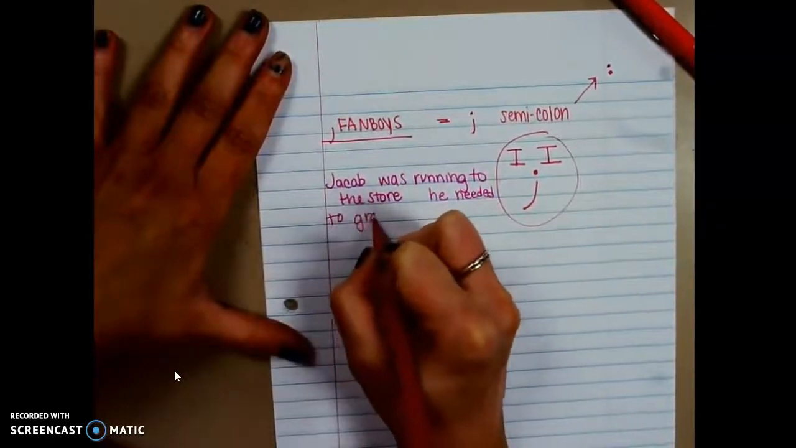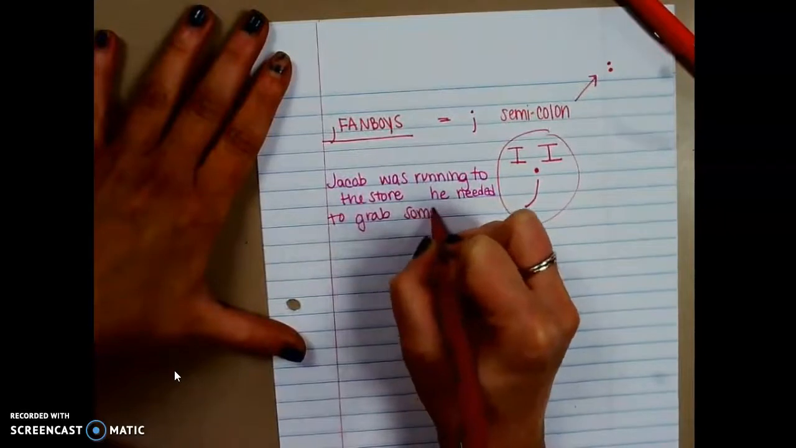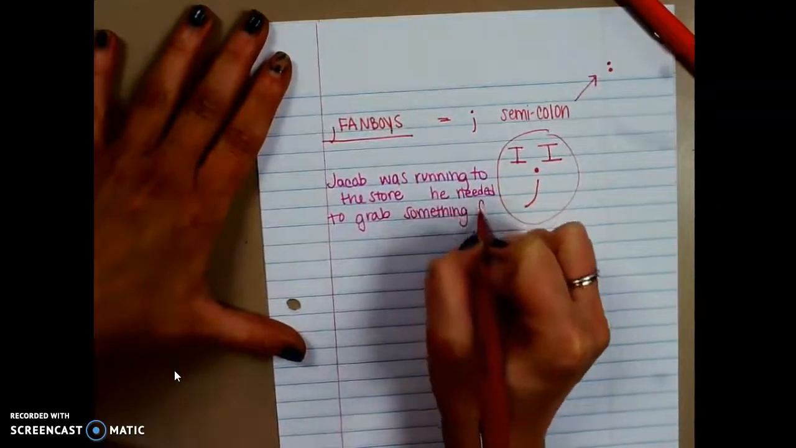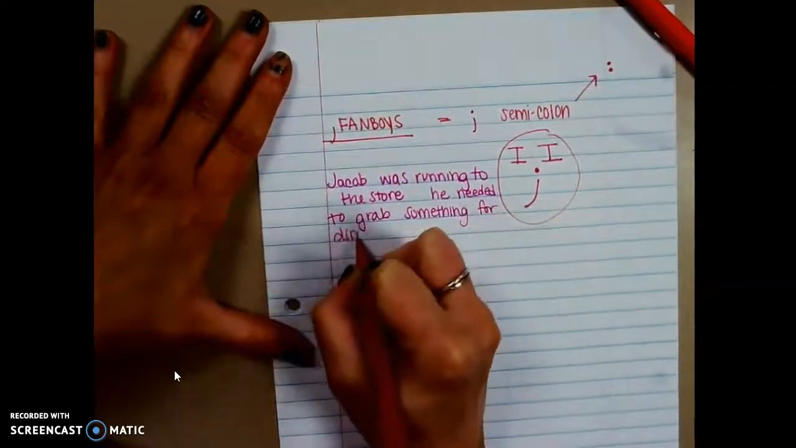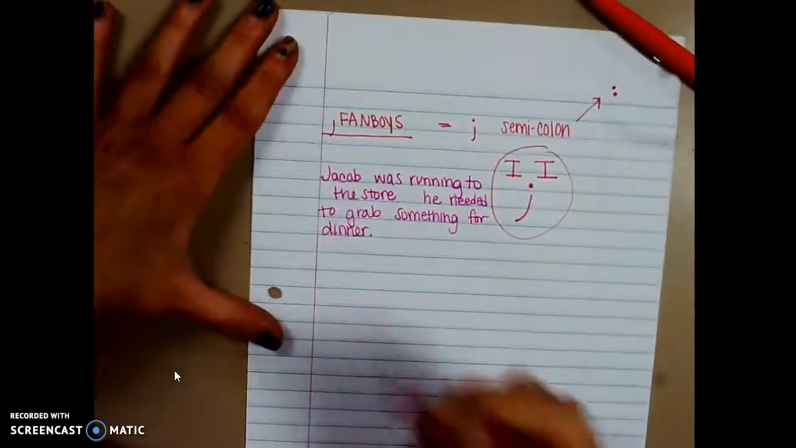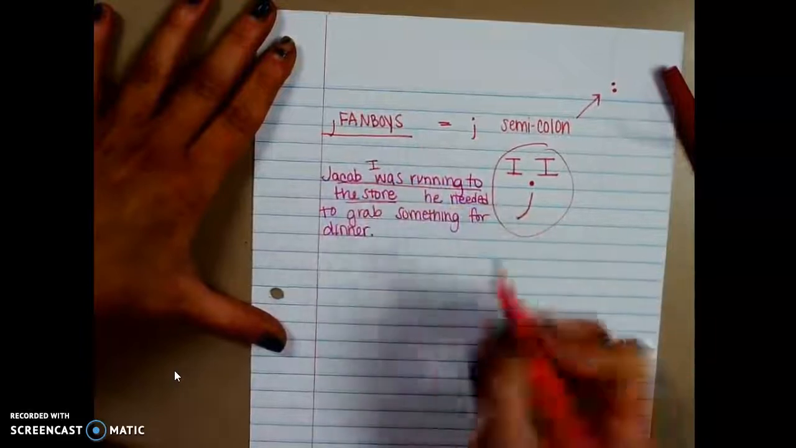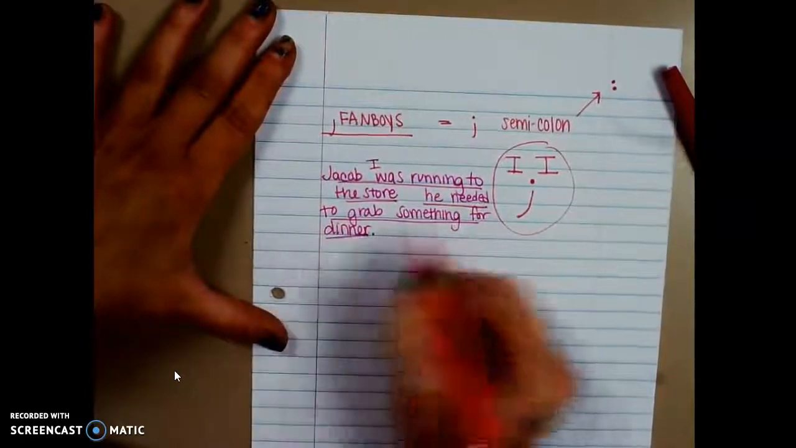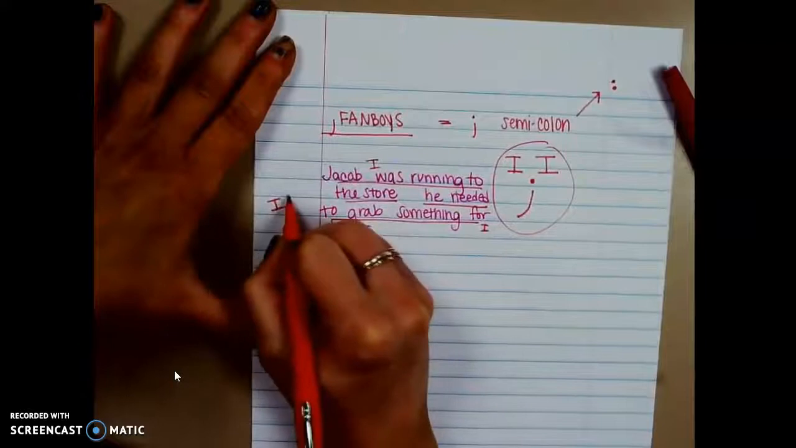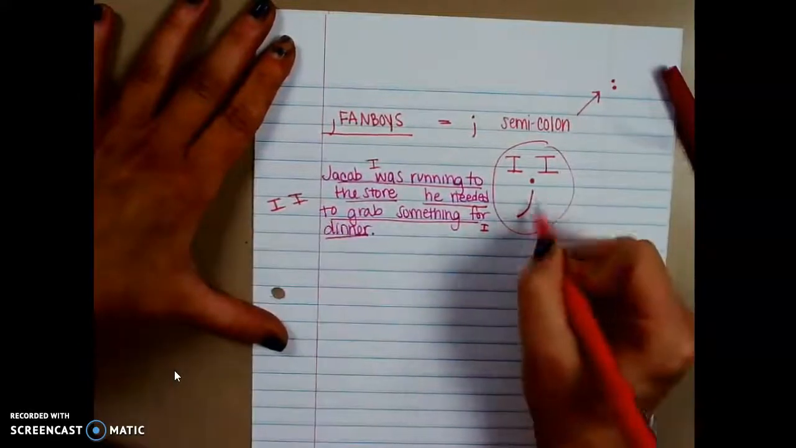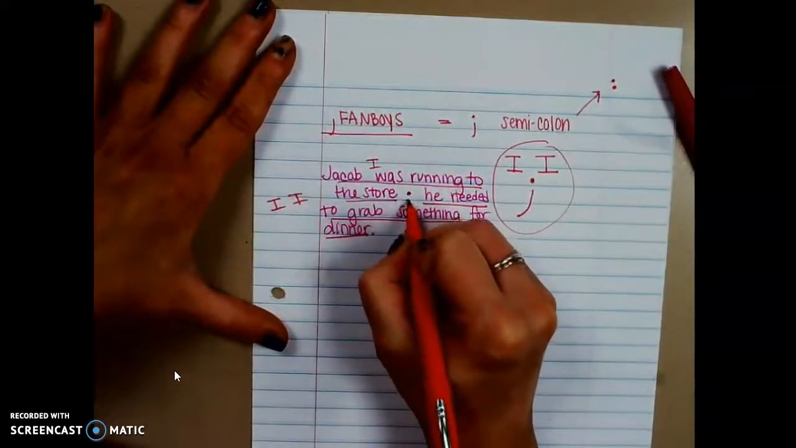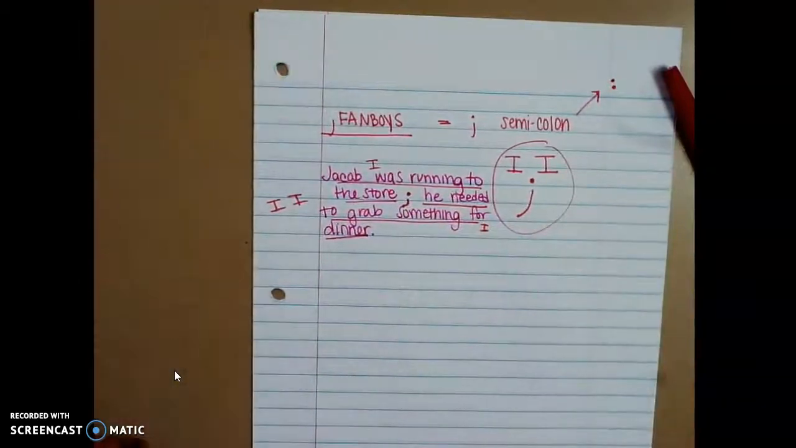He needed to grab something for dinner. Jacob was running to the store. Always check your clauses. Okay, that's an independent clause. He needed to grab something for dinner. Independent clause. I have two I's. What am I missing? A semicolon. So I would just put that right here. It kind of looks like a little J.